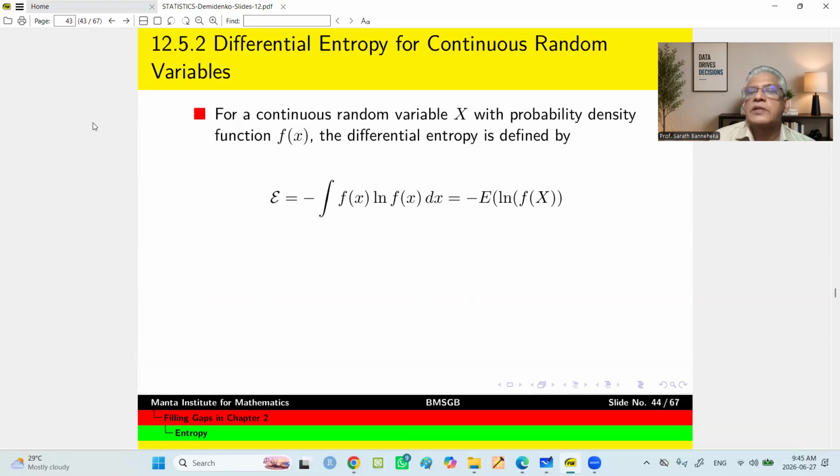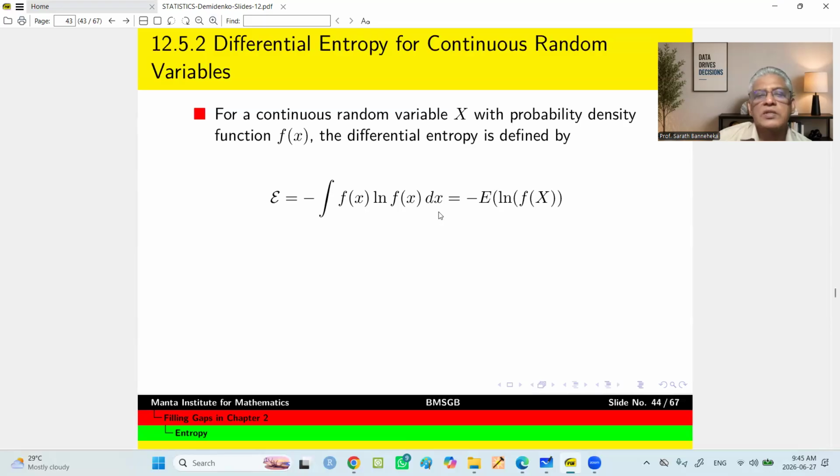So now let's look at the commonly used entropy for situations where the random variable of interest, capital X, is continuous. Suppose X has some probability density function fX. Then we define the entropy as negative integration of fX log fX dx. So you can see that's a direct extension of the discrete case, Shannon entropy.